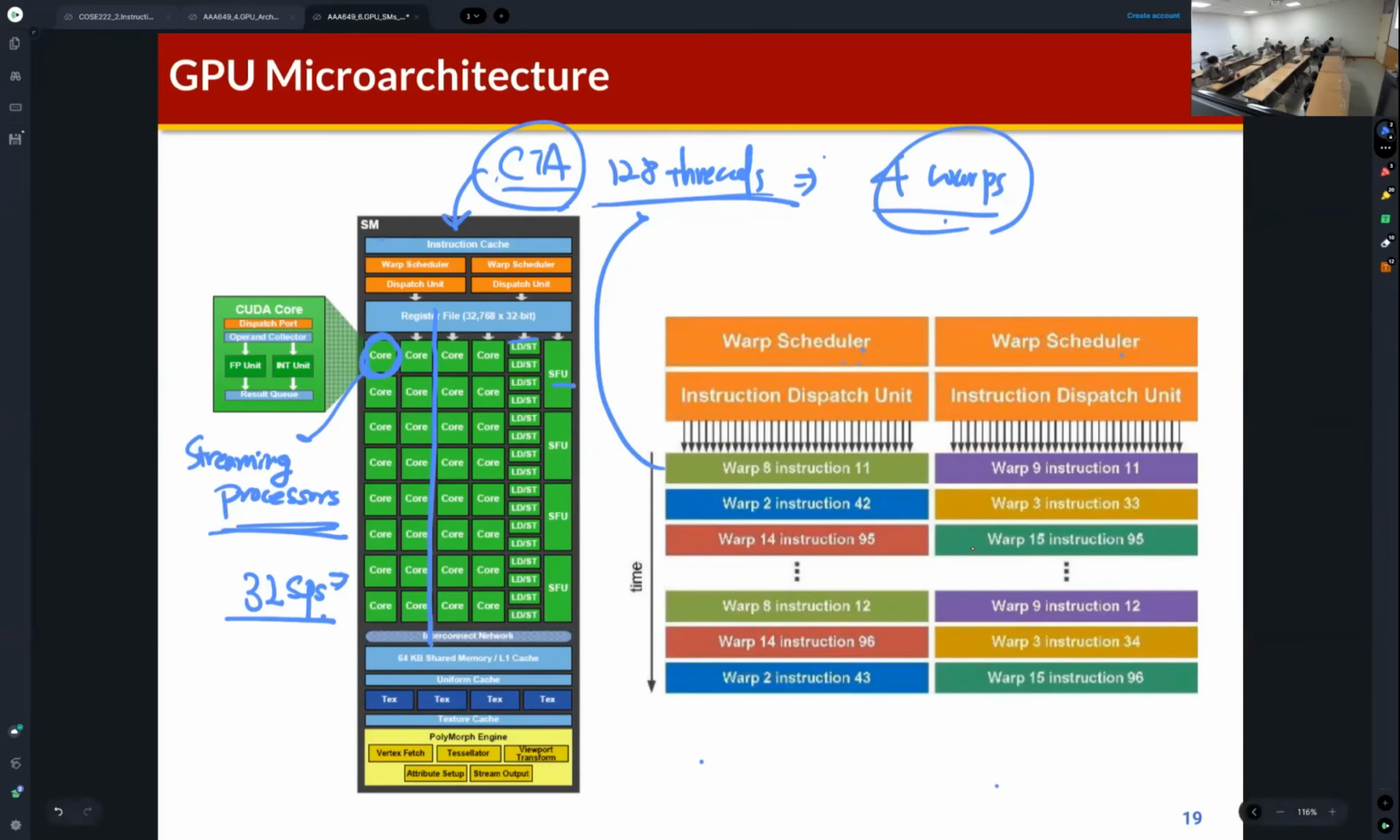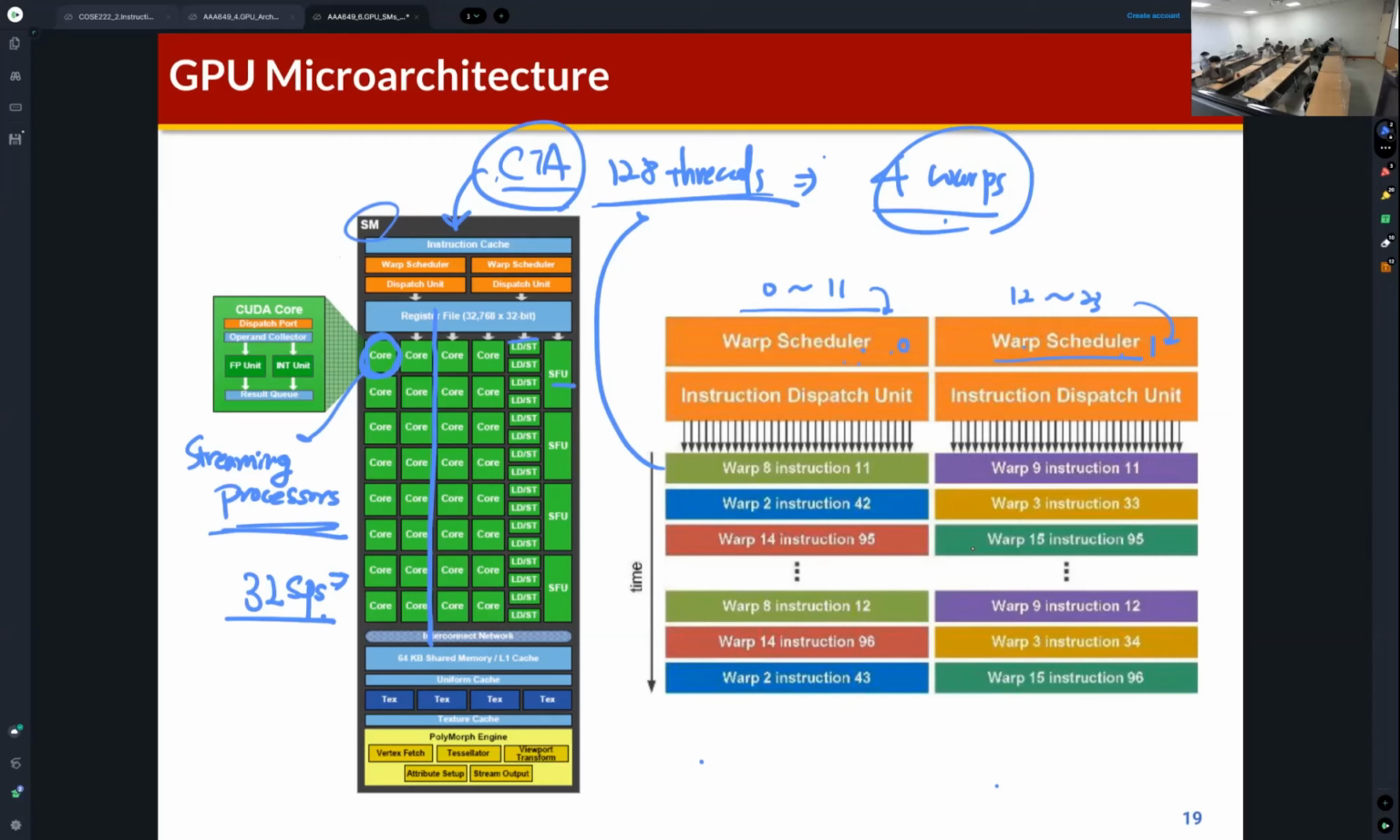And in this SM, there are 2 warp schedulers. Which means that half of the warps, like warp number 0 to 11, are assigned to warp scheduler number 0, and then warp number 12 to 23 are assigned to warp scheduler number 1. Okay, number 0 and number 1. So generated warps are assigned to the multiple warp schedulers, right?